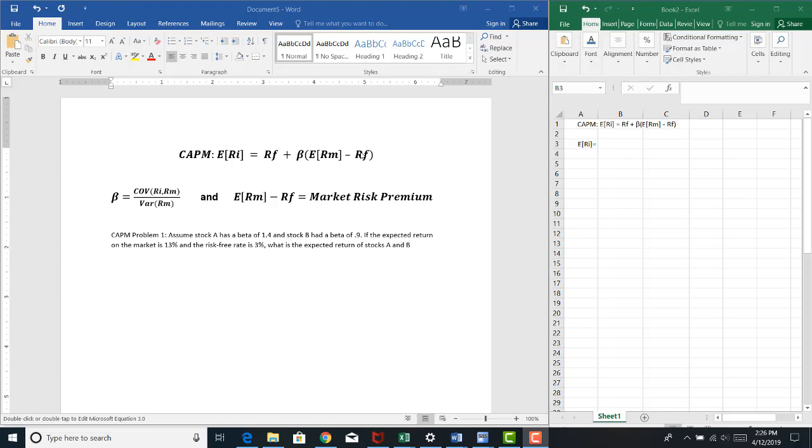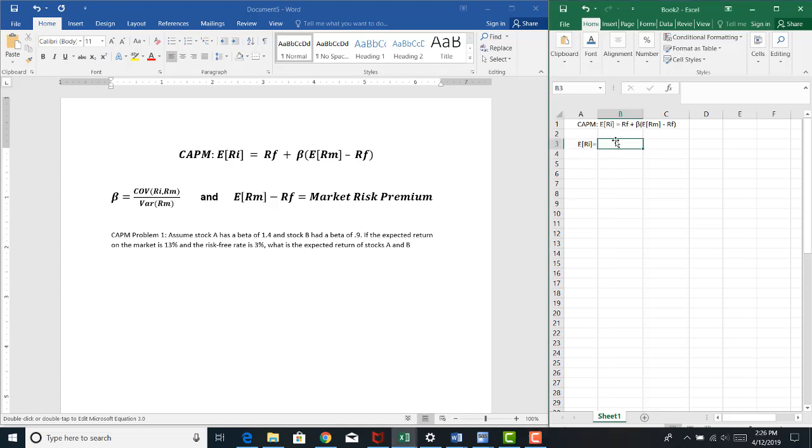Okay, so let's just work a couple problems. This is going to be really straightforward. Getting to the CAPM was hard, but using the CAPM is fairly easy. Okay, so here's the problem. Assume stock A has a beta of 1.4 and stock B has a beta of, I'm sorry, of 0.9. If the expected return on the market is 13% and the risk-free rate is 3%, what is the expected return of stocks A and B?